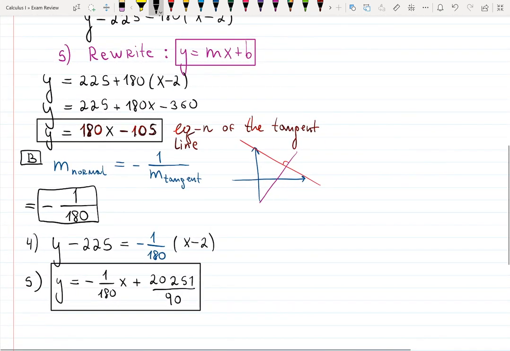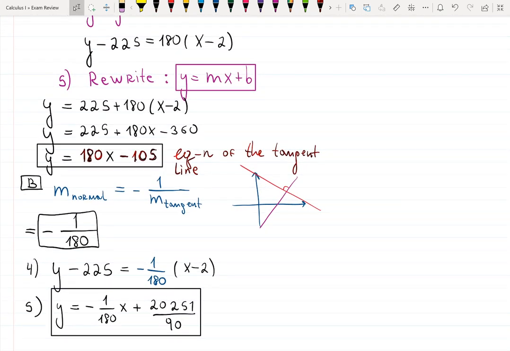And that's all. That's a very nice short example of how to find both the equation of the tangent line and the equation of the normal line, step by step, without skipping anything.